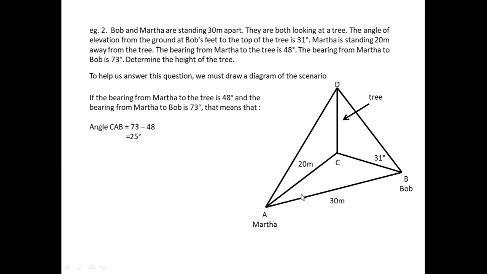And we use the information about bearing that we were given in the question. The bearing from Martha to the tree is 48 degrees, so that's from north to line AC, and the bearing from Martha to Bob, so that's from north to line AB, is 73 degrees. That means the angle between them must be 25 degrees. Hey, there it is, the wonders of modern science.